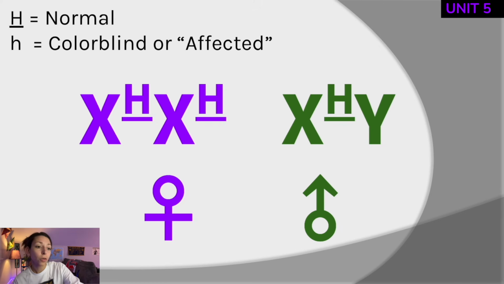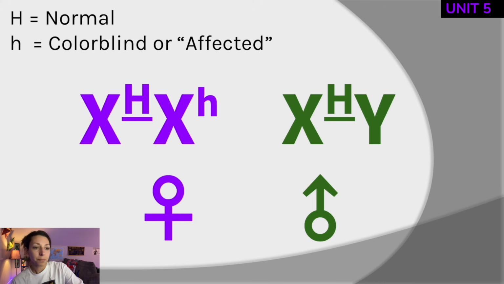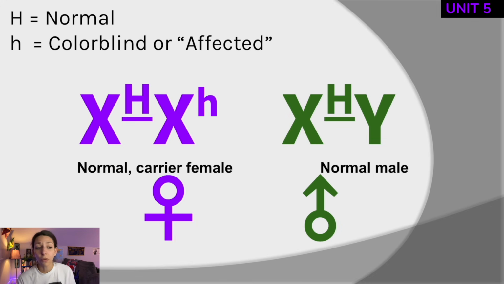Here we show 2 normal individuals. Neither of them carry any of the genes for color blindness. In this case, this female is a carrier. She is still normal though because she has one dominant allele, that big H, and that can mask or cover up the little h. So she is still fine. She has normal vision. She is not colorblind. The male here is normal as well.